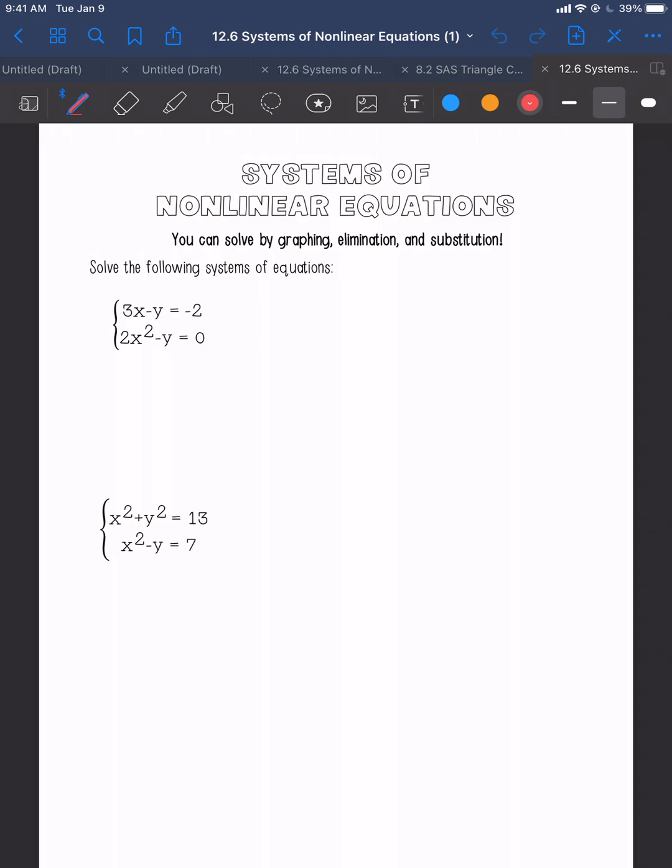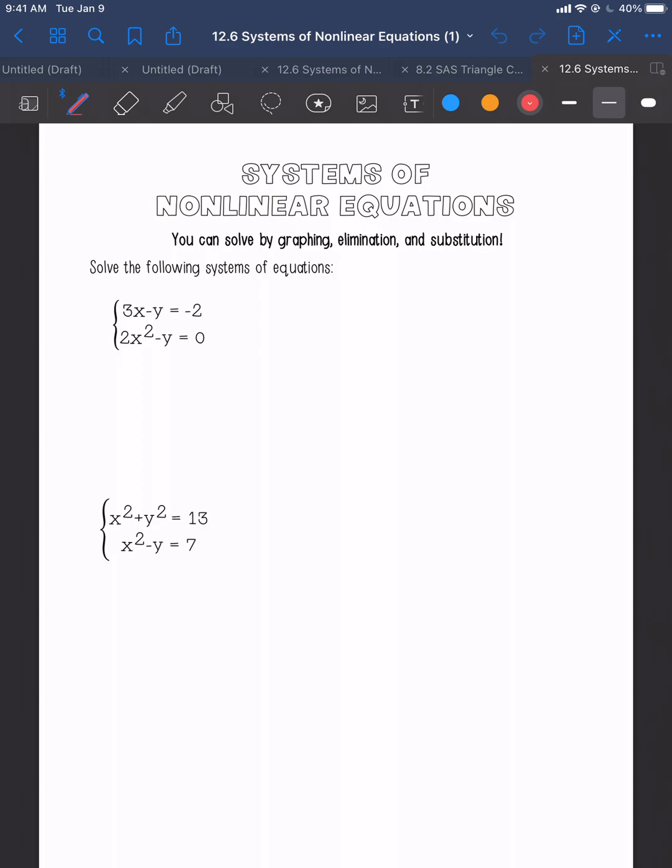This lesson is going to discuss how to solve systems of nonlinear equations. We can still use the same main methods that we did for systems of linear equations, which would be graphing, elimination, and substitution. Okay, so first one here, the first equation is linear and the second equation is a quadratic.